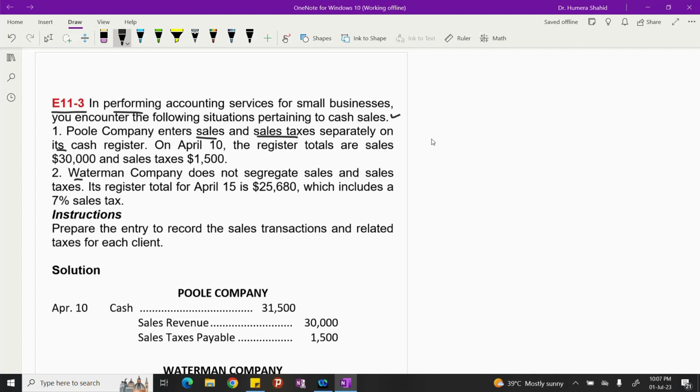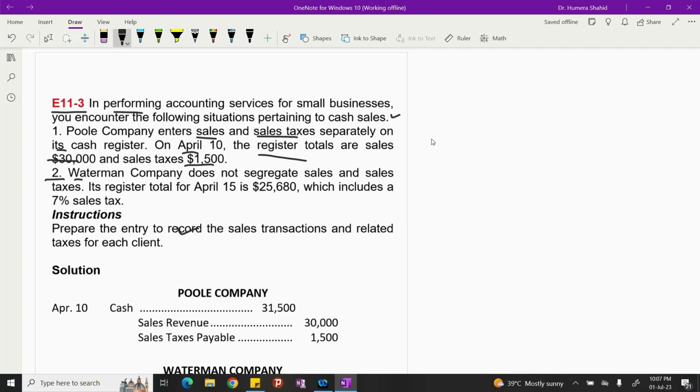So this company, which is Pool Company, enters the revenue and the sales taxes separately in their register. So on April 10, the register totals are sales $30,000 and sales taxes $1,500. So what we are supposed to do is record the journal entry for this.